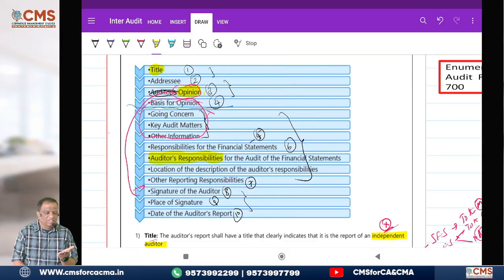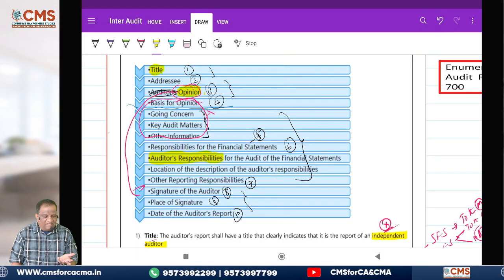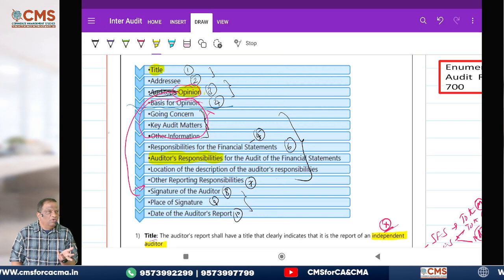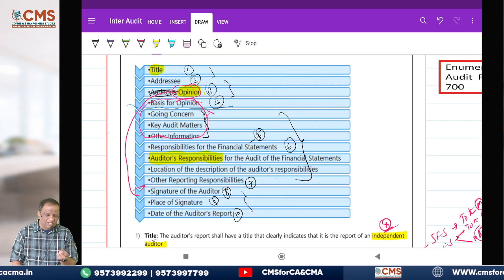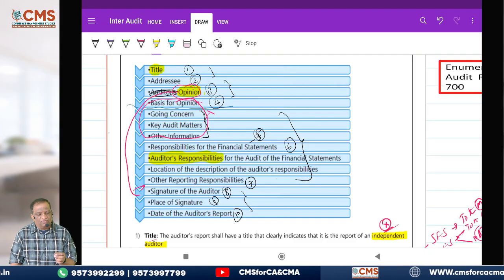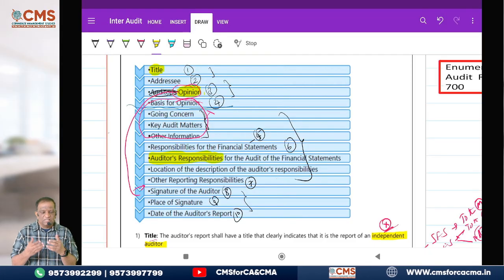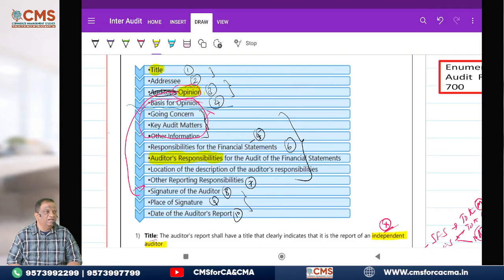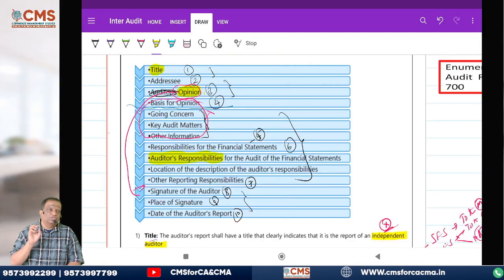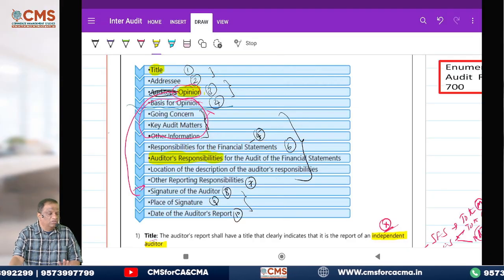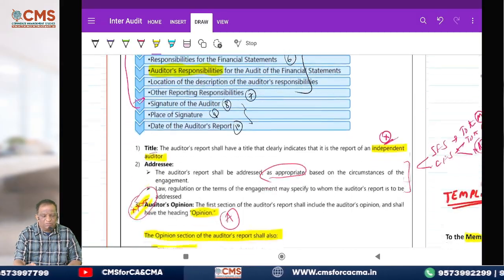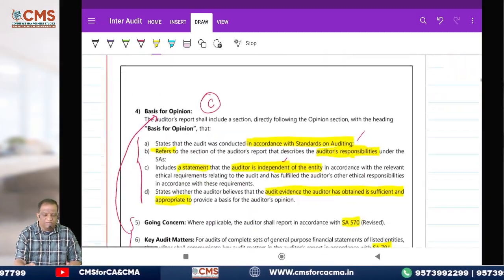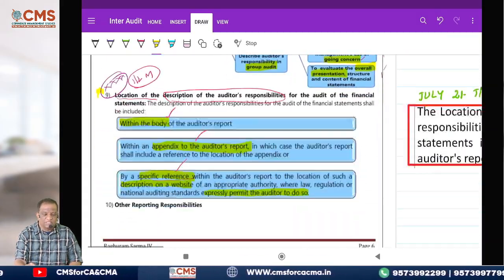Now quickly revise. What are the first two? Title and addressee. Next two? Opinion and basis for opinion. And next three? Responsibilities of management, responsibilities of auditor, and other responsibilities. And at the end, signature, place, and date. Now, where should I disclose my auditor's responsibilities? What are the three options? Within the body, as an annexure to the report, or by reference to the website. So that is what we have discussed.